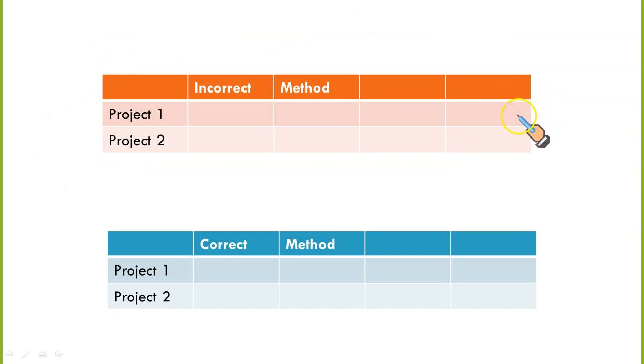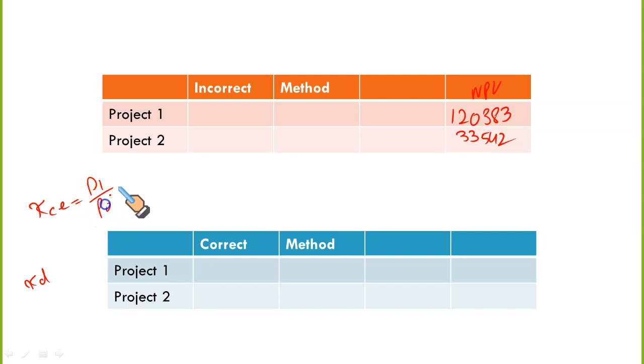For project 1, NPV was 120,383. For project 2, it was 33,542. Now, we will first calculate the individual cost of common equity and cost of debt. This time, we will simply take the dividend upon the current market price plus growth rate, with no adjustment of flotation cost, just like the way we did previously. Just these numbers to calculate the cost of equity. Cost of debt would be the same because there is no flotation cost for debt.